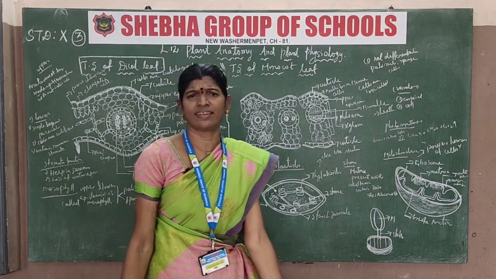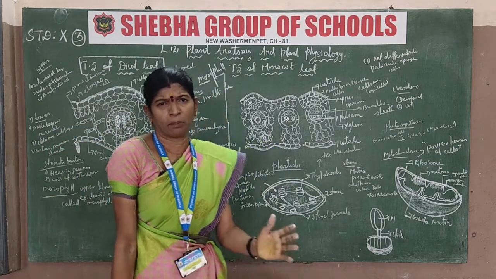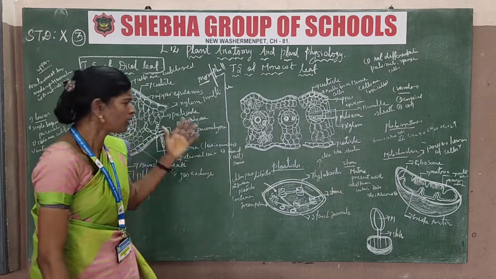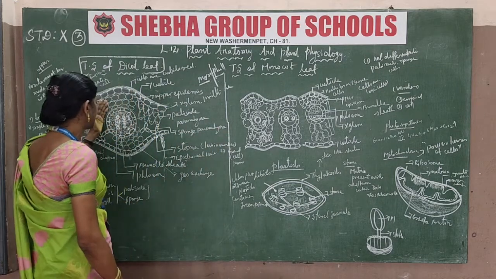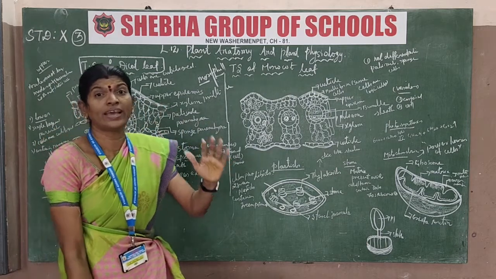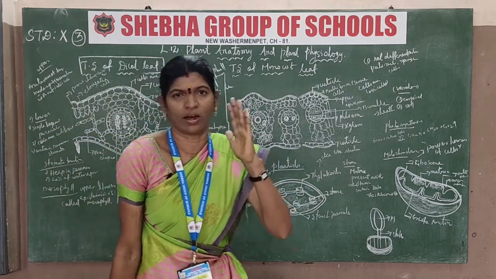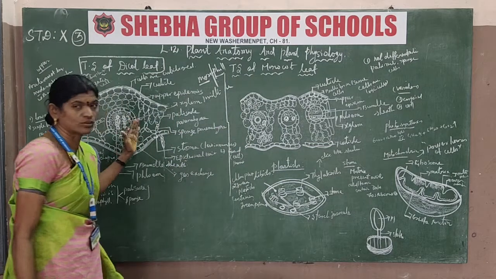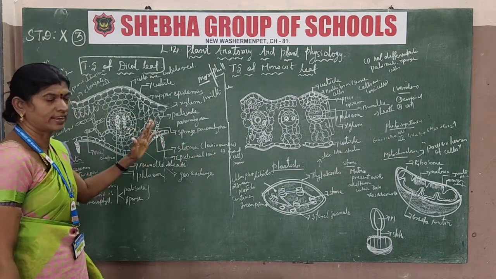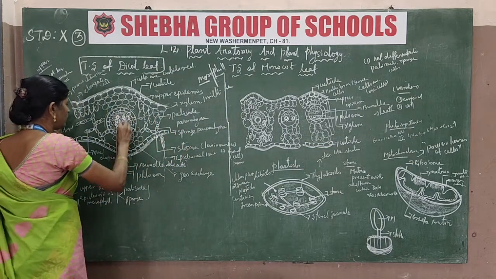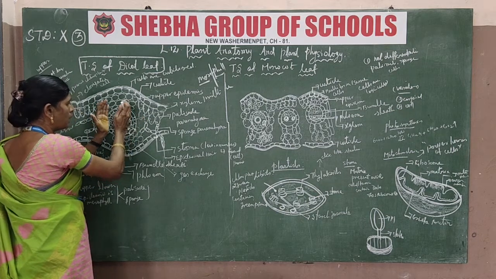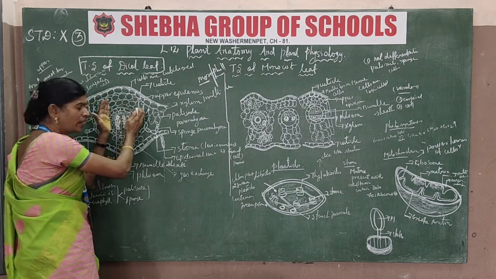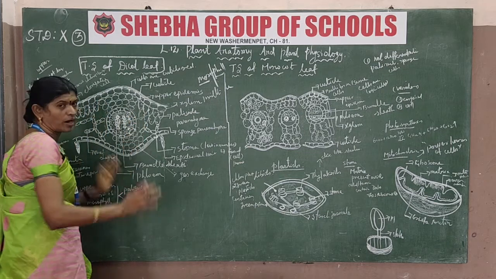You know the vascular bundle from the last class. Xylem is present, phloem is present. There are metaxylem and protoxylem. What is the function? They conduct water and mineral salts. Then phloem conducts the food. Is it clear? So in the center the vascular bundle is present. On the upper side xylem is present and on the lower side phloem is present.